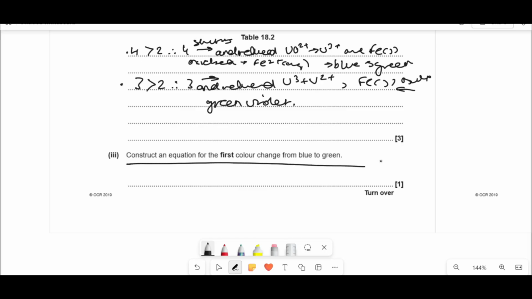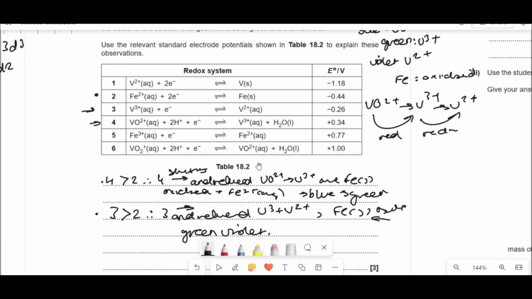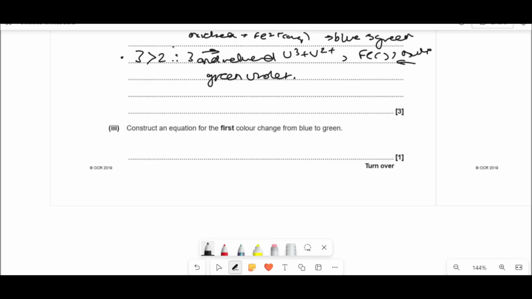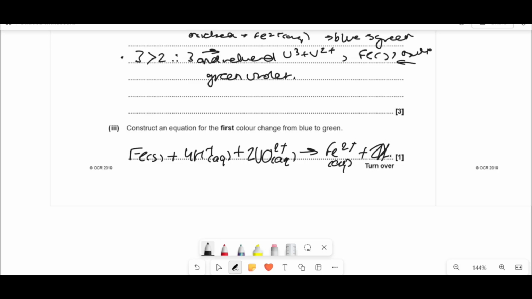Then it says construct an equation for the first color change from blue to green. So all you've got to do is combine them. From blue to green, we know that this is going this way and then this is going that way. And here we've got 1 electron versus 2, so all you need to do is times this by 2, add them all in, and then cancel things out. Just for the sake of time, I'm going to rush ahead and do that. So Fe solid plus 4H+ aqueous plus 2VO2+ aqueous gives you Fe2+ aqueous plus 2H2O liquid plus 2V3+ aqueous.